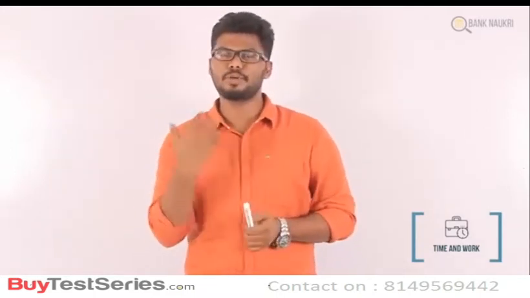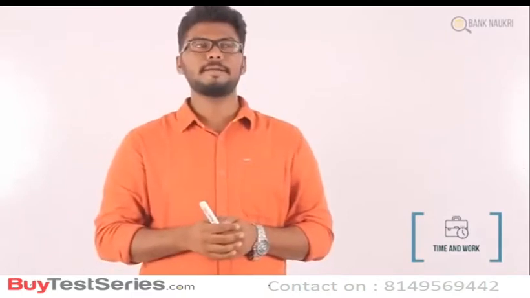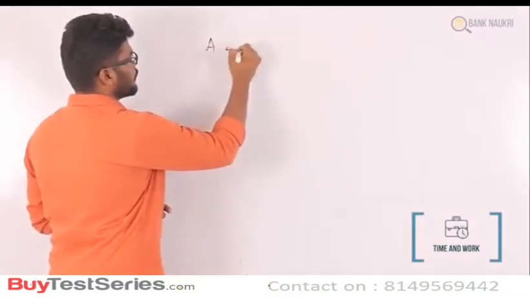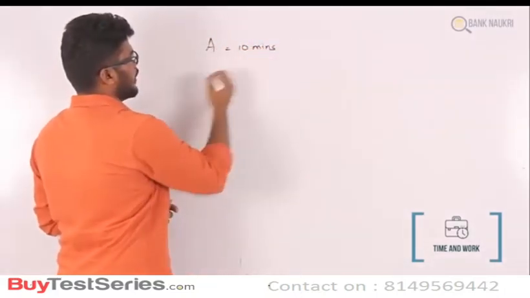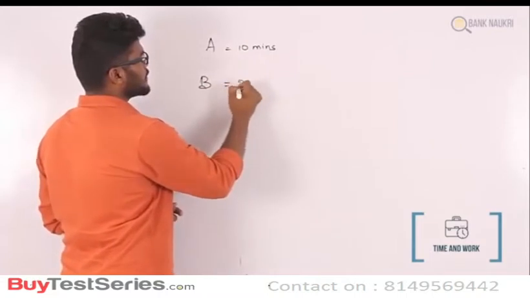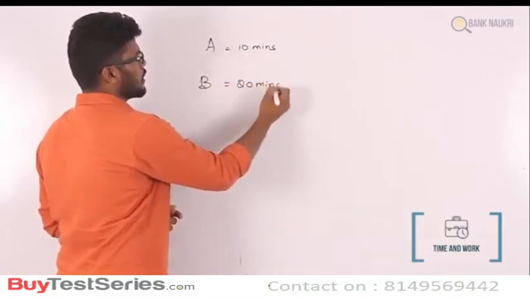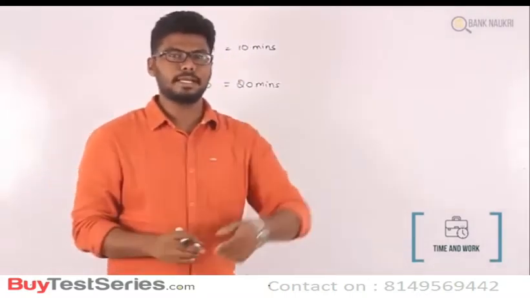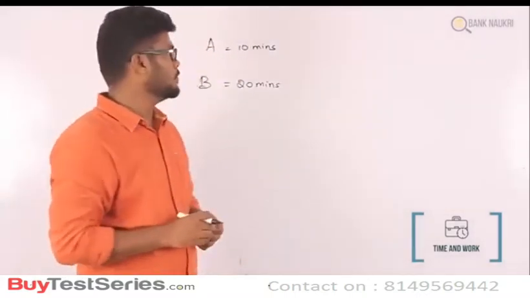Now, let me give a problem based on these pipes and cisterns. Say, there is a pipe A which can fill the tank in 10 minutes. And there is a pipe B which can fill the same tank in 20 minutes. If both the pipes are open together, find at what time they will fill the tank. Right, let's try to solve this problem.